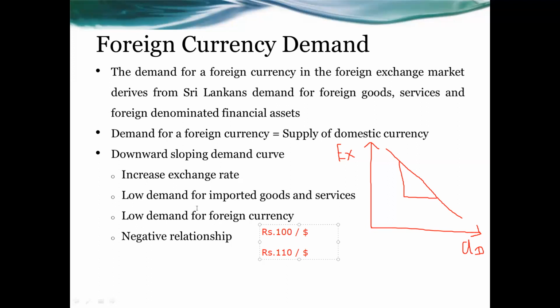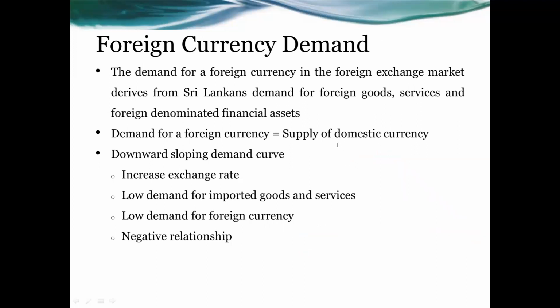When there is a low demand for imported goods and services, there is a low demand for foreign currency. Why? Because we demand foreign currency when we are importing goods and services. When imports are low, there is a low demand for foreign currency. That is why we always have a negative relationship between exchange rates and quantity demanded of foreign currency. So that is the reason for the negative relationship. I hope you understand the foreign currency demand.